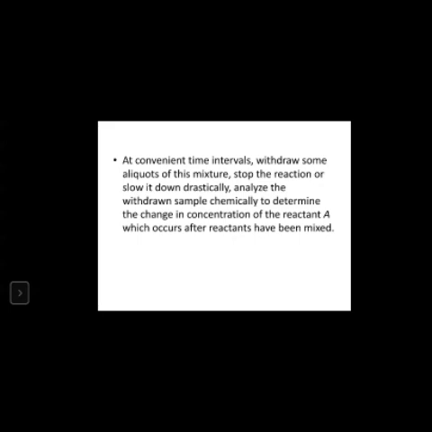If I double the concentration and the rate now becomes double, it means the order with respect to A is 1. If I double my concentration from 100 to 200 and the rate increased 4 times, it means the order with respect to A is 2. So this is a very simple way you can find the order with respect to each reactant.